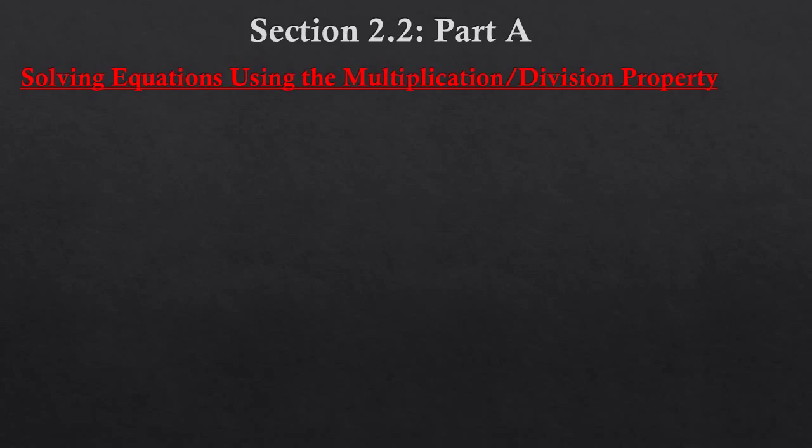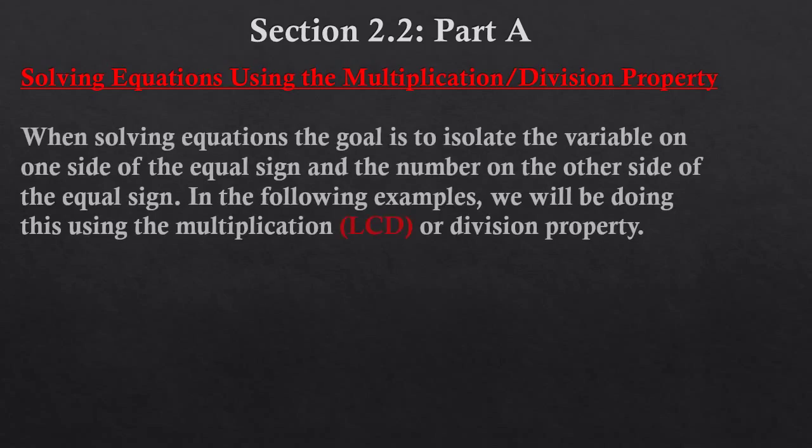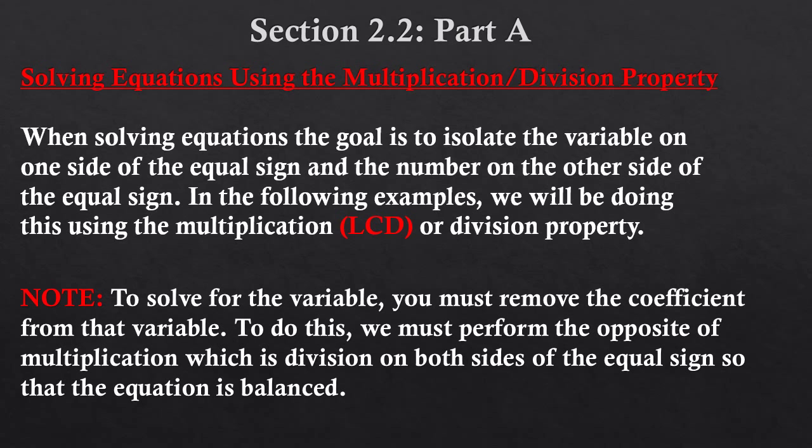So solving equations using the multiplication/division property. When solving equations, the goal is to isolate the variable on one side of the equal sign and the number on the other side of the equal sign. In the following examples, we'll be doing this by using the multiplication, LCD, or division property. Note, to solve for a variable, you must remove the coefficient from the variable. To do this, we must perform the opposite of multiplication, which is division, on both sides of the equal sign so that the equation is balanced, as we've been doing.